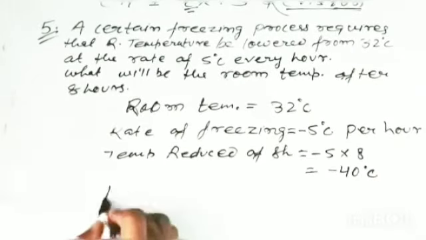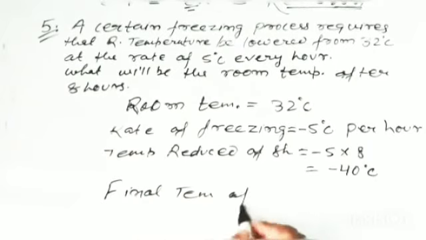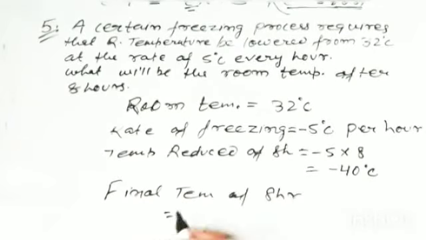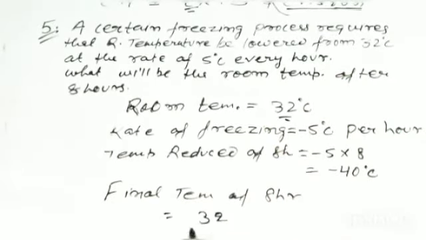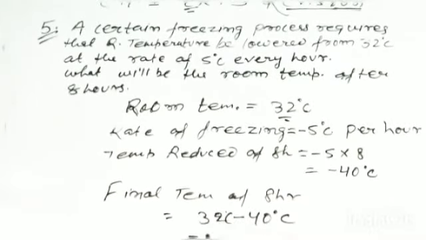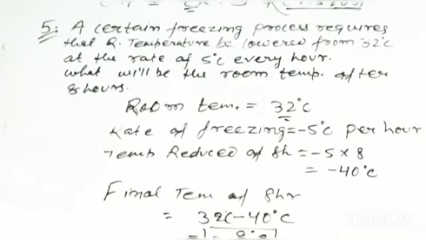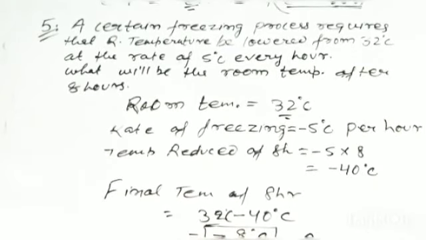So the final temperature after 8 hours will be equal to, room temperature was 32 degrees Celsius and it was reduced by minus 40 degrees Celsius. So final answer will come out, it gives you minus 8 degrees Celsius. Means after 8 hours of the freezing process, the new temperature will be minus 8 degrees Celsius. This will be your answer.